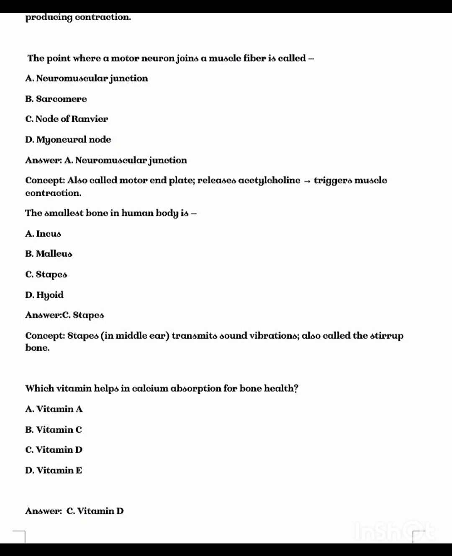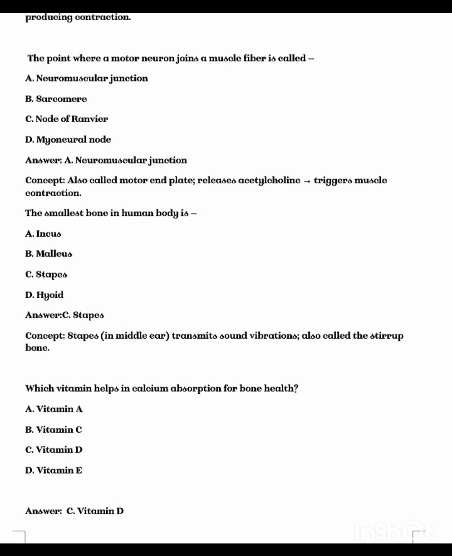The smallest bone in the human body is: A. incus, B. malleus, C. stapes, D. hyoid. Answer C. stapes, in the middle ear, transmits sound vibrations, also called the stirrup bone.